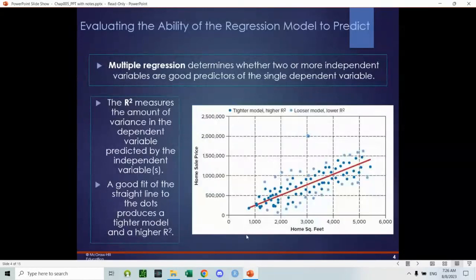So the dots are plotted and a line is drawn to demonstrate the best fit. A tighter model has a higher R-squared value. So what that's saying is how near the dots fall to this line. An R squared of 1 would mean all of the dots are on the line, and an R squared of 0 would basically be a completely random scatter plot with a horizontal line. So basically the line doesn't fit the data at all.